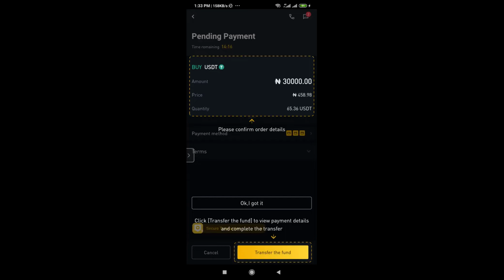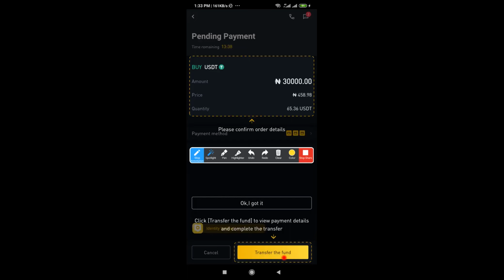I can also transfer the funds here. I don't want to do a transfer, so I'm not going to do it. Once I click on this, the account details will show, an account number will show, and then I transfer the money to him. Once he's alerted, he will click that he has received the money, and then this USDT will immediately leave his account and come to me.